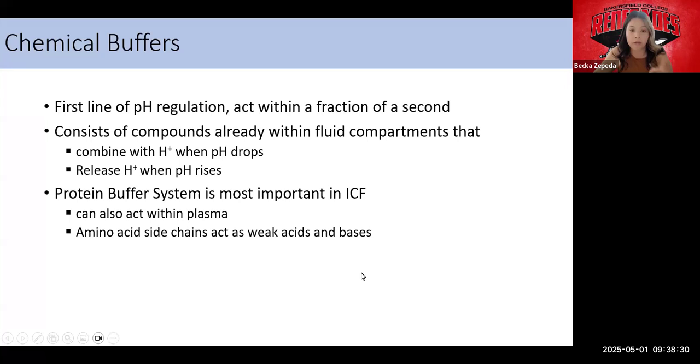Protein buffers are first. They are the most important type of buffer that we have in the intracellular fluid. So inside the cells, this is what we use first and most commonly, but they can also act within the plasma. They do work within the plasma, but they are most important inside the cell. Like I mentioned before, the side chains on the amino acids that determine the protein folding act as weak acids and bases in order to help regulate our pH. We won't get into too much detail, just know those facts about protein buffers.